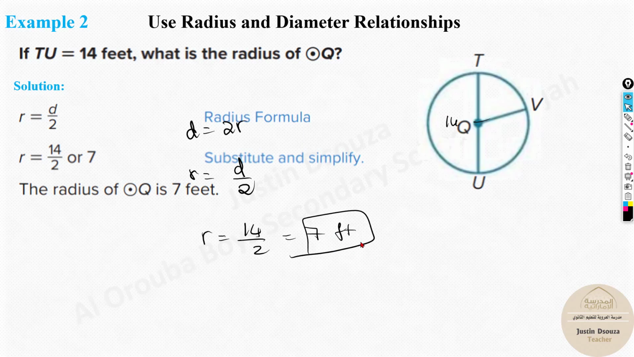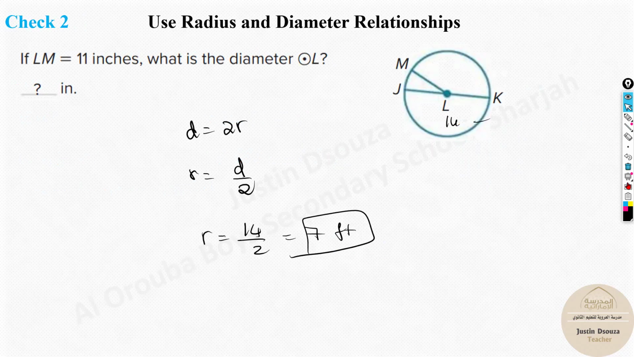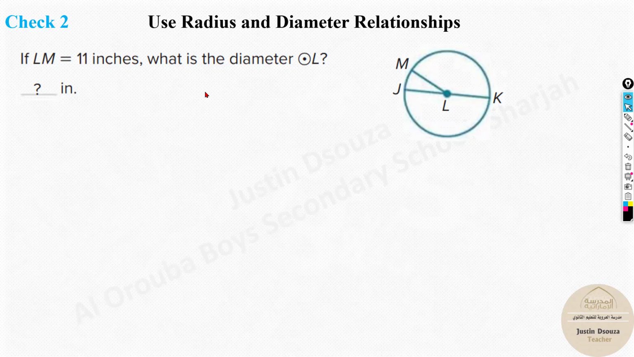That's 7 feet. And now over here, you can just solve another one by yourself. They have given us the radius LM, that's 11 inches. What is the diameter? Diameter will be 2 times the radius, that will be 22 inches. That's it.